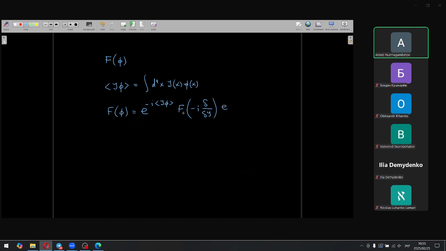And let's act by this functional of derivatives of the external sources on exponent of I J phi. Then, as in the previous example, this result will be reproduced as taking this functional of derivatives on exponent of I J phi at J equal to 0.